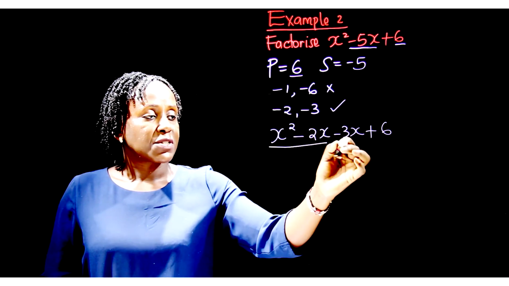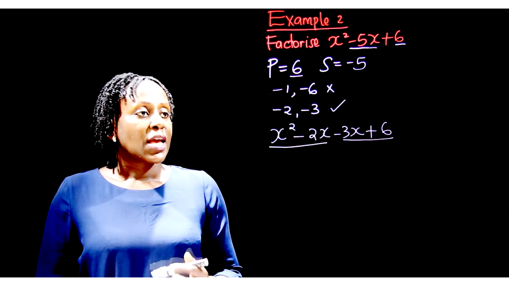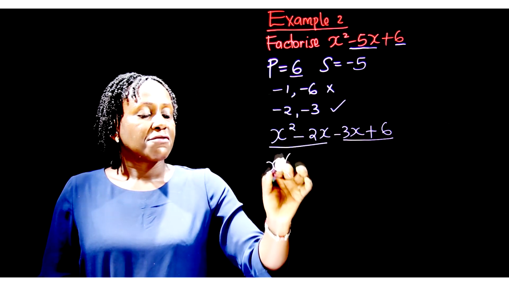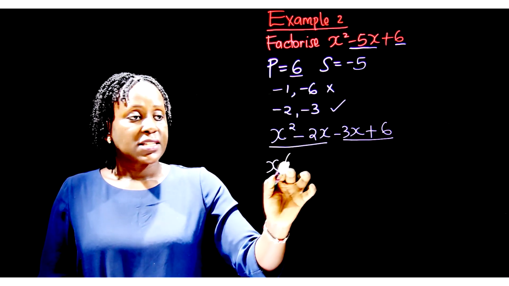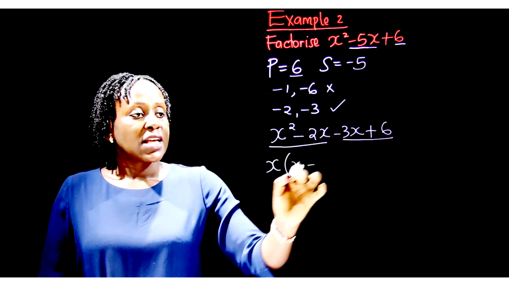So now we have 4 terms, which is why we were breaking down -5x, and you can factorize the first 2 terms and the other 2 terms. So looking at these 2 terms, x is common. So you factor out x, and then you have x squared divided by x is x, minus 2x divided by x is 2.